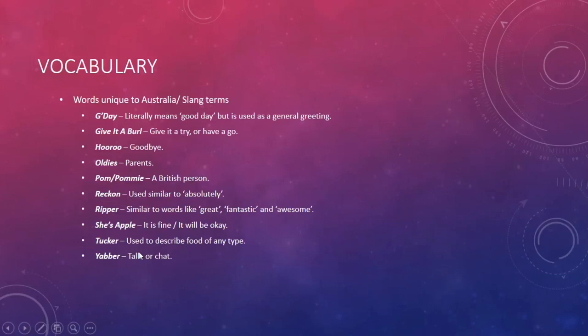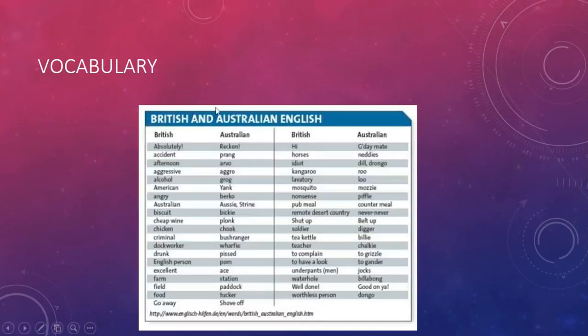These are some Australian words or slang terms. It's very unique to Australia. So now you have got a wonderful idea about Australian English. And again, I have added some more words, a list of words here. Again, absolutely, reckon. Then accident is a prang in Australia. Afternoon is arvo. We already discussed that. Aggressive becomes aggro. Alcohol becomes grog. American becomes yank. Angry becomes burko.